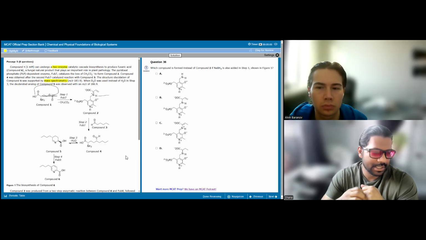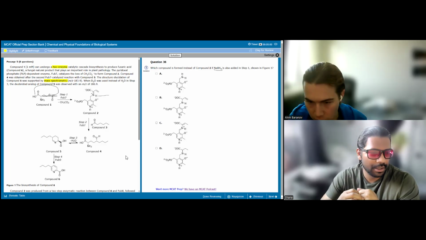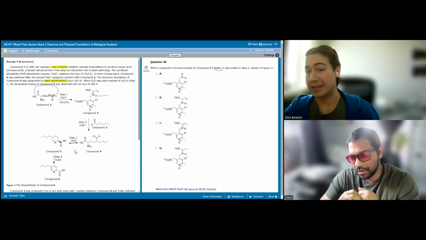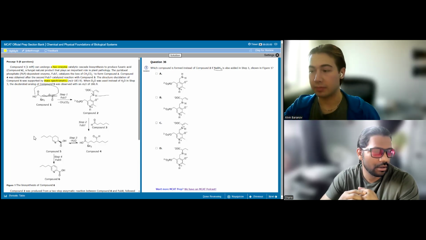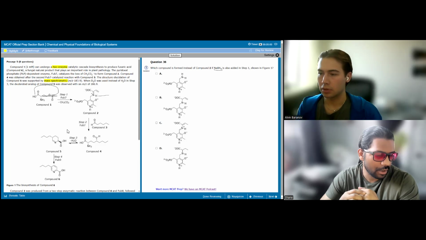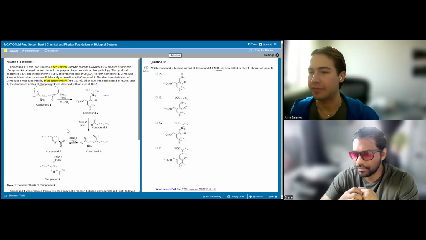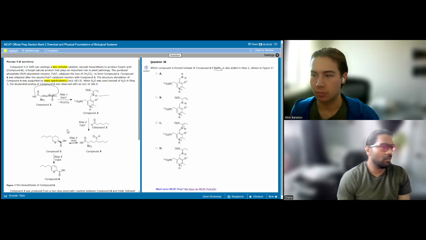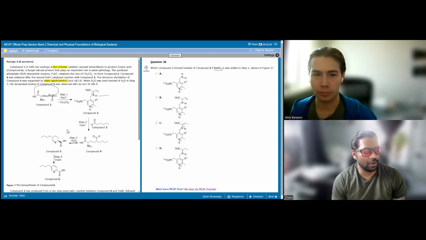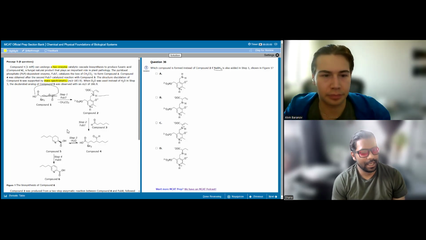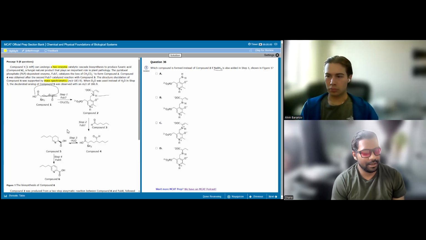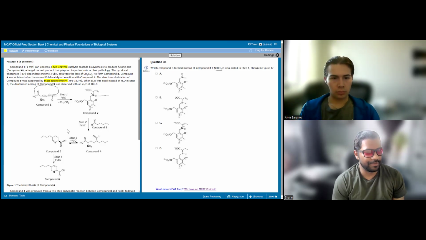So this is a weak reducing agent. We can go through the passage, by the way, because I have more than one question here. Compound 1 millimolar can undergo a 2-enzyme catalytic cascade biosynthesis to produce fusaric acid, compound 6, a fungal natural product that plays an important role in plant pathology.